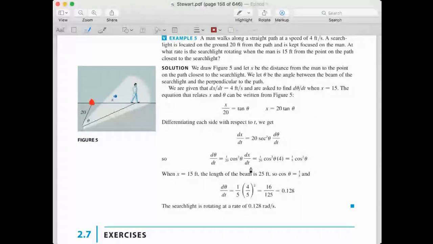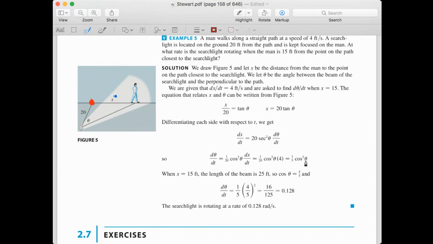Now let's substitute all the things we know. So 1 over 20, then cosine squared theta. We do not know the angle yet, but we will find out. Times the speed of the man walking, dx/dt, which is 4. So we get theta prime or d theta/dt equals 1/5 cosine squared theta. So now the rate of change of theta is in terms of the angle itself.